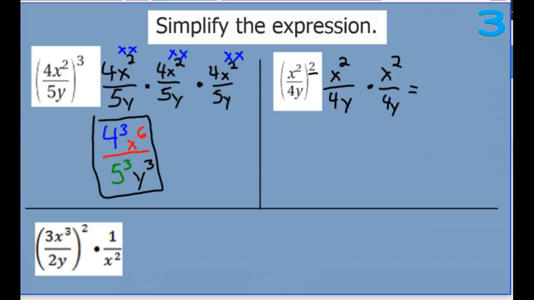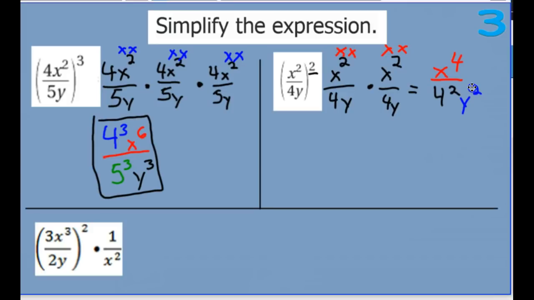So our next step is to figure out how many x's we have. Here it looks like we have 2 x's because it is a 2 exponent. So I'm going to make 2 little x's up on top to show that we have 2 x's. Same thing here, 2 x's. Now we got to count this up. How many x's do we have? Well, we have 1, 2, 3, 4. So x to the 4th over, how many 4's do we have? 2. So 4 squared. And we have 2 y's, so y squared.